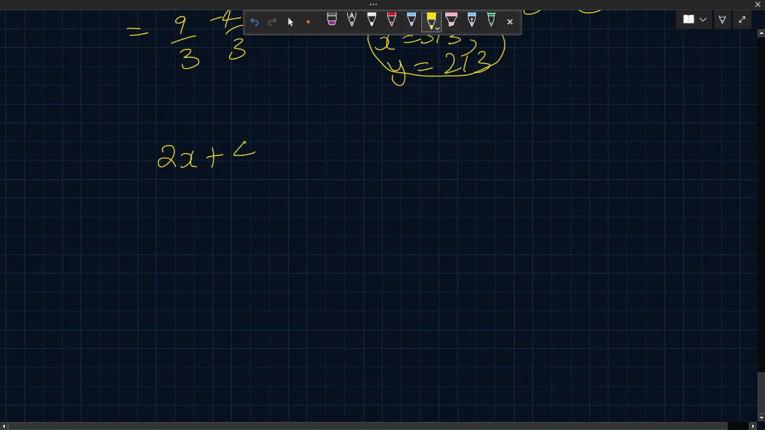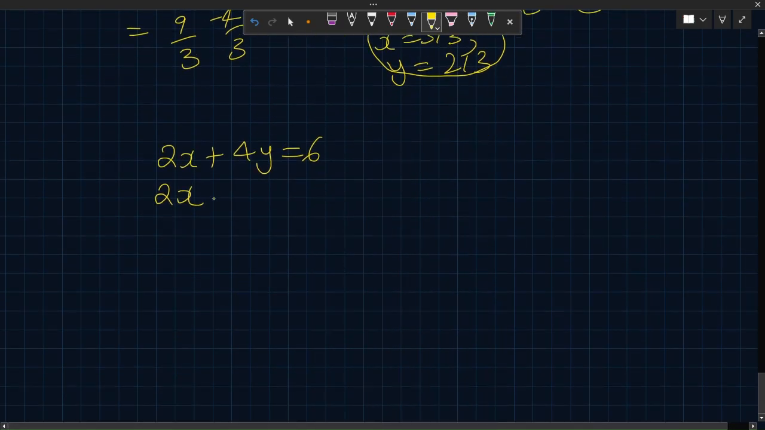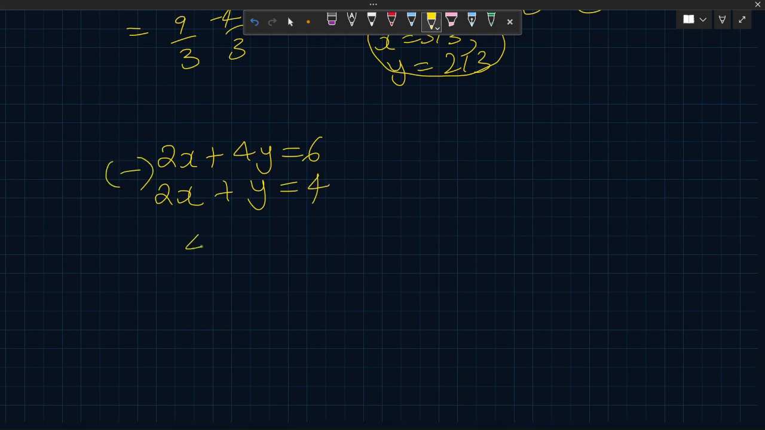2x plus 4y is 6. At the same time, 2x plus y is 4. So you could just subtract these two equations and say 4y minus y, that's 3y, is 6 minus 4, that is 2, and y equals 2 by 3.